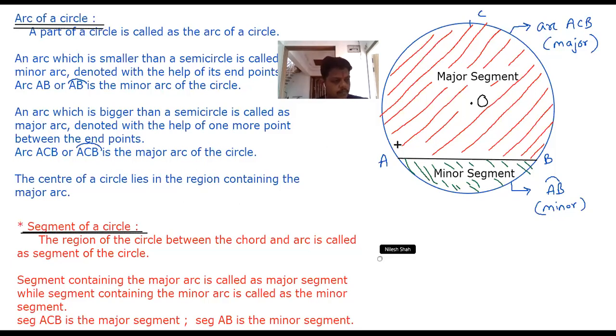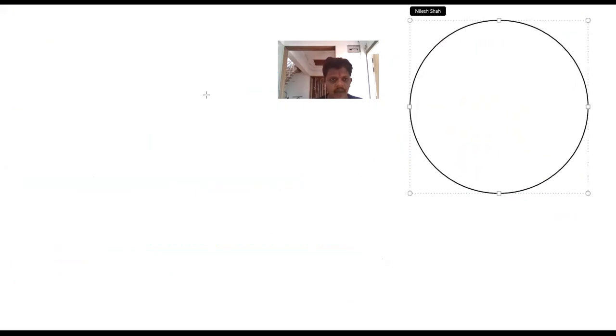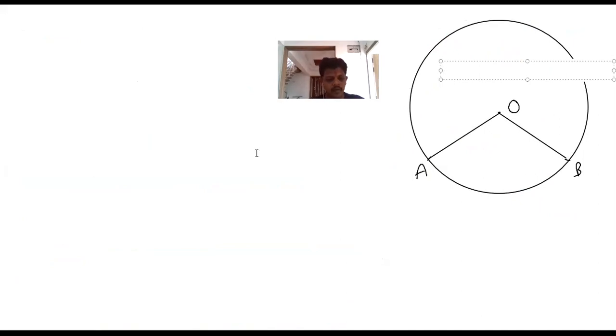Finished? Next. Again, quickly draw a circle. And now we'll show the sectors. Major sector and minor sector.